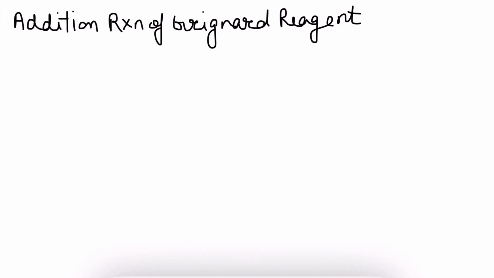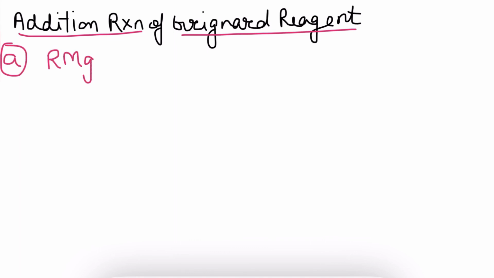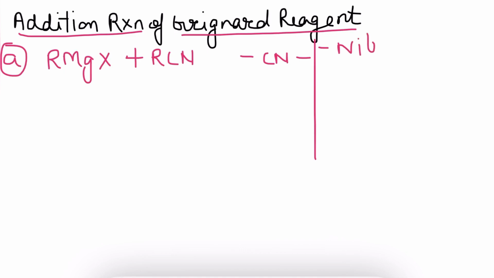Hello everyone, today our topic is addition reaction of Grignard reagent. So the first reaction we do, we add nitrile part to the Grignard. CN is a nitrile group. In IUPAC system, we call it alkane nitrile.